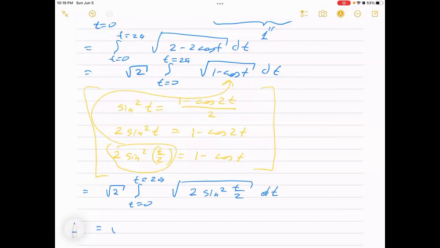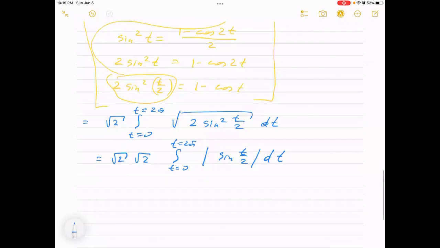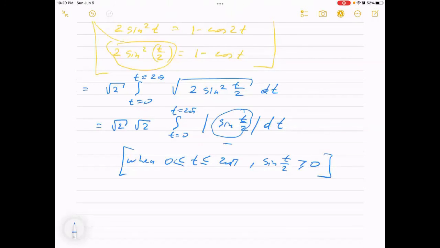So we're going to get square root of 2 times square root of 2, t from 0 to 2 pi. Square root of a square, we have to be a little bit careful: sine of t over 2, because the square root of a square is equal to the absolute value of the expression. Now notice that when t is between 0 and 2 pi, sine of t over 2 is positive. So the expression inside the absolute value is positive, so we don't have to write the absolute value. It will be just sine of t over 2 dt, integral from t equals 0 to 2 pi, and square root of 2 times square root of 2 is 2.